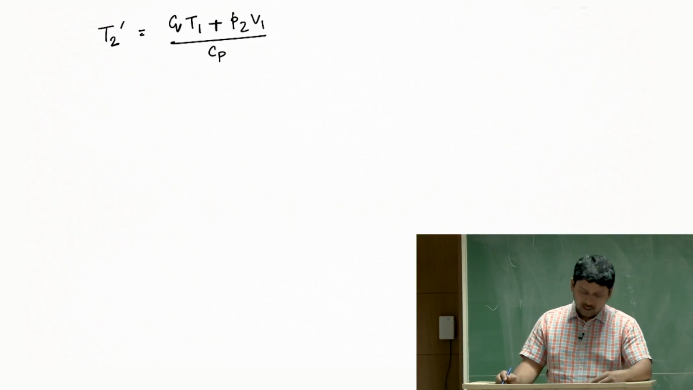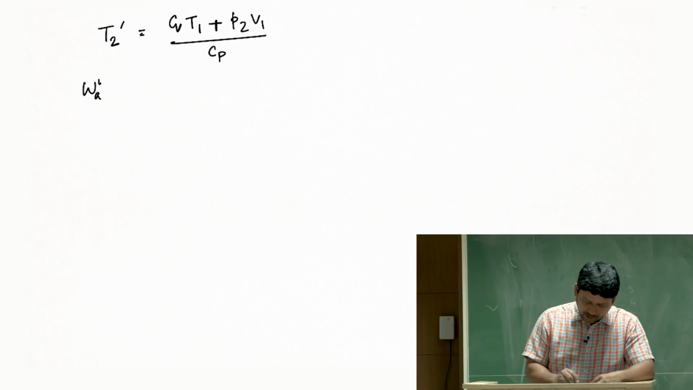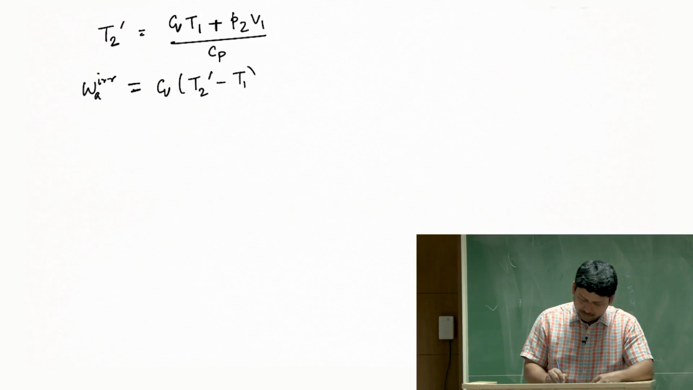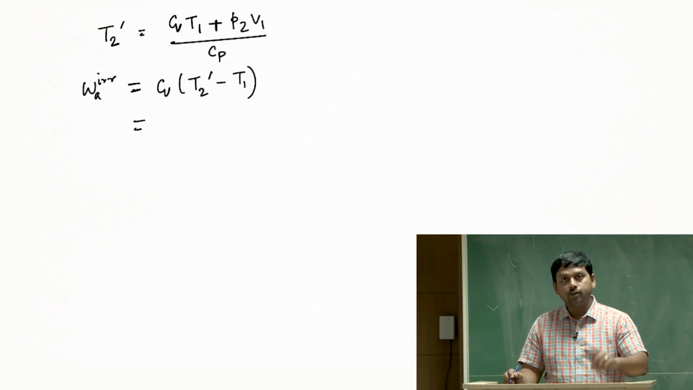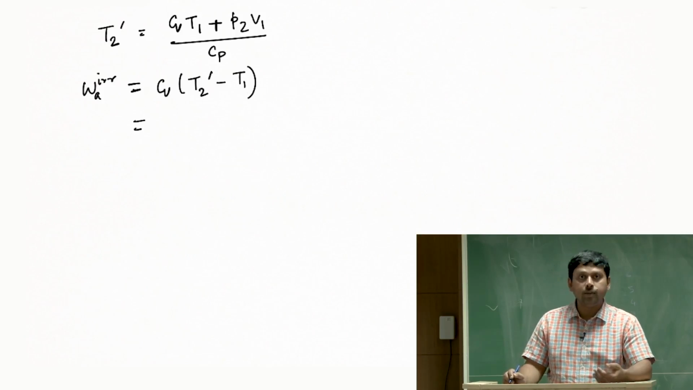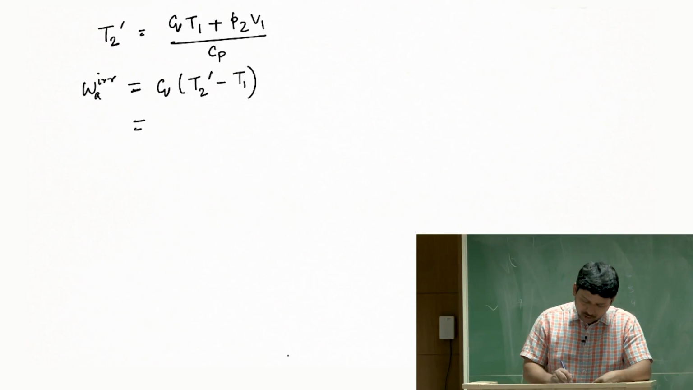Now, let us calculate the work done. The adiabatic irreversible work done will be Cv (T2 prime minus T1), which has the same form as for the reversible adiabatic process as well, but in the case of the reversible adiabatic process the final temperature itself will be different, when the pressures are the same between reversible and irreversible processes. So, let us do that then.